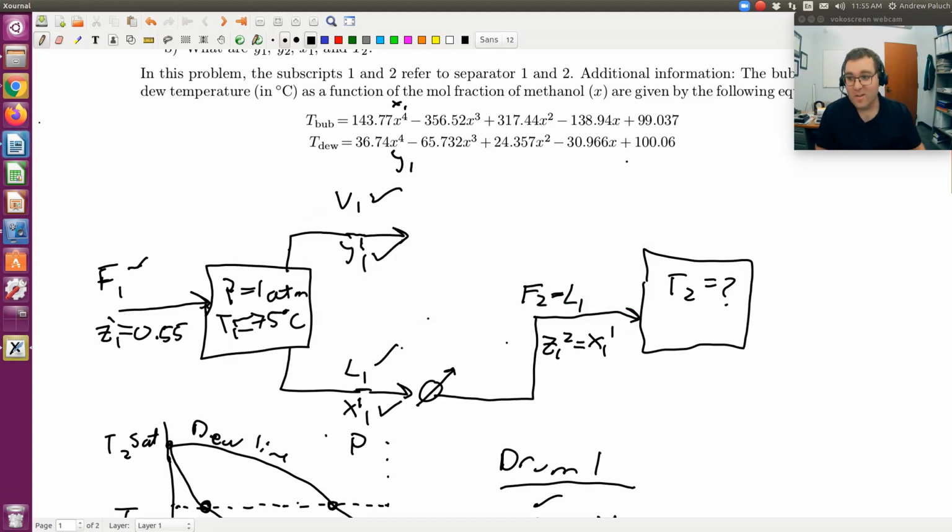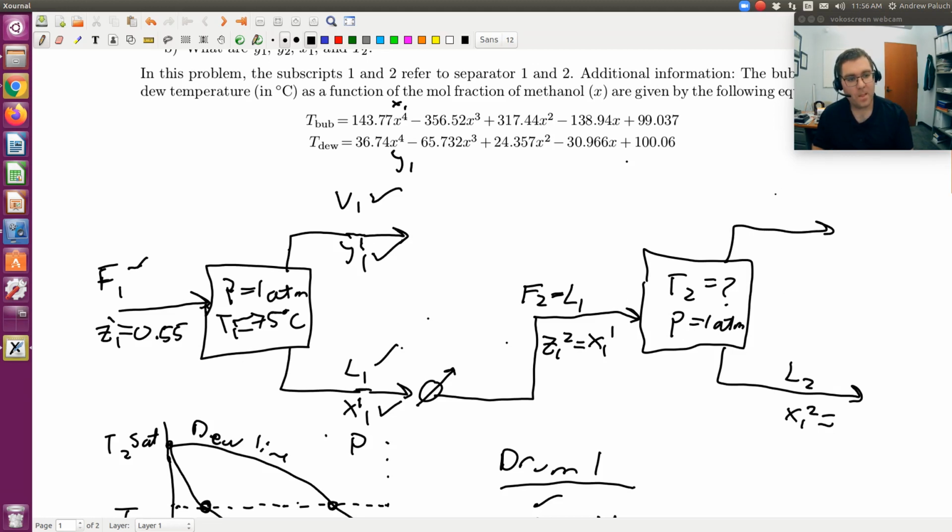Waiting for that to open so I can close it. Bam. Okay, so temperature there is unknown. The pressure again is going to be equal to 1 atm. Okay, coming out the bottom, I'll have some liquid. We'll call it L2, with composition X12. And then coming out the top, we'll have a vapor, call it V2, of composition Y12.